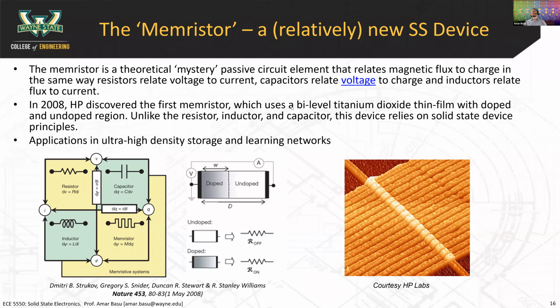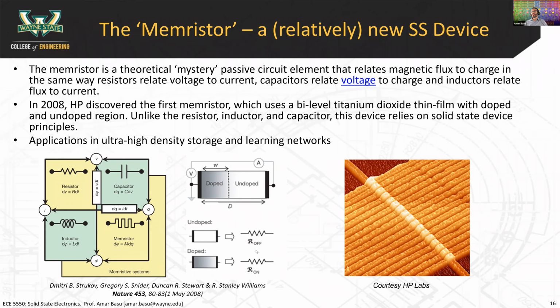So HP created this bi-level titanium dioxide thin film that had a doped and an undoped region, like this. What was interesting with this device is that by applying current through it, you can see how it's connected in an electrical circuit here. The current goes through the device. You could actually change the doping or oxygen vacancies. We'll talk about that in more detail later, what those things are. But basically, you could change the properties of the material.